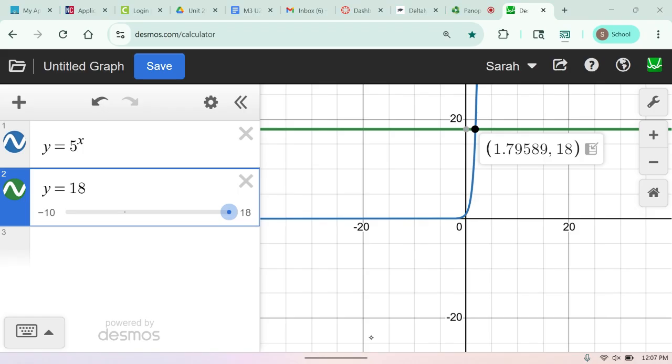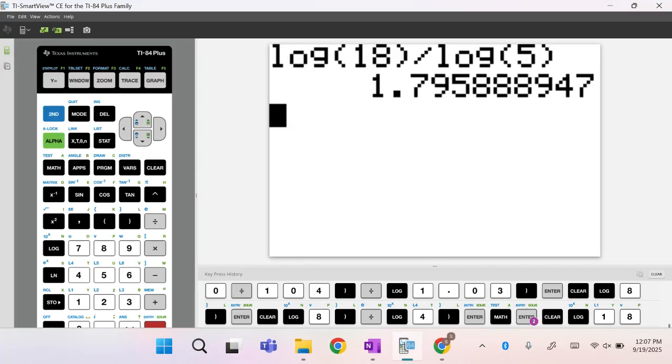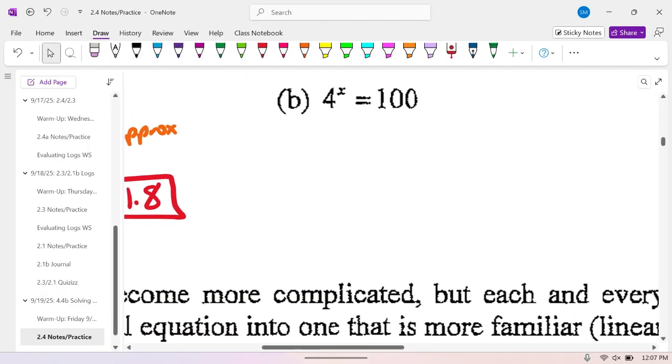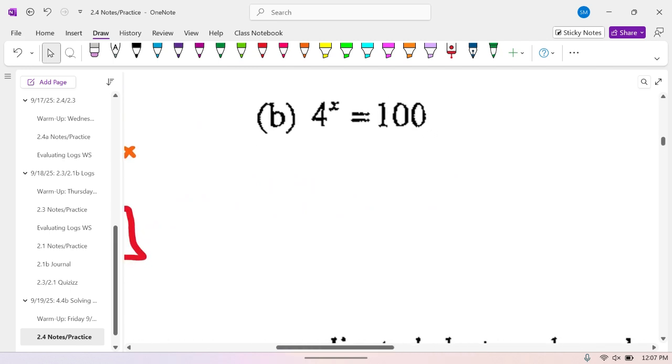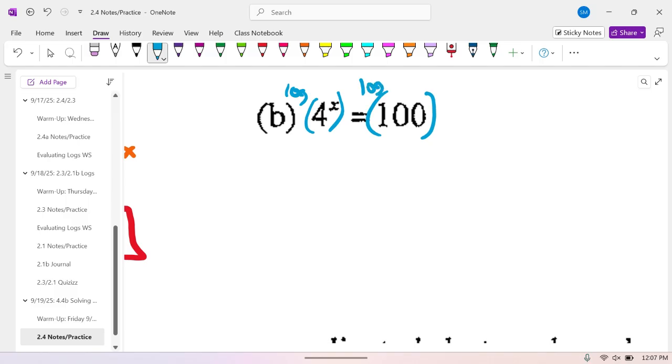All right. So let's try another one. So let's try letter B. So same process as last time because the base is already by itself. Walk me through. What's my first step? Take the log of both sides. So I'm going to take the log of both sides. This will be log of 4 to the x is equal to log of 100. What's my next step? Someone who has not talked yet.